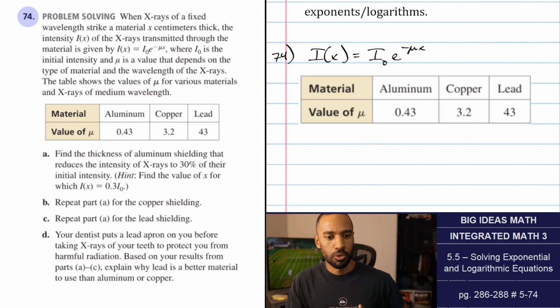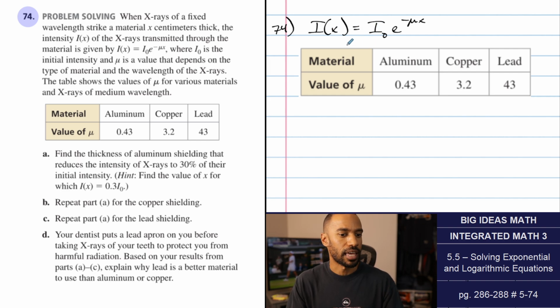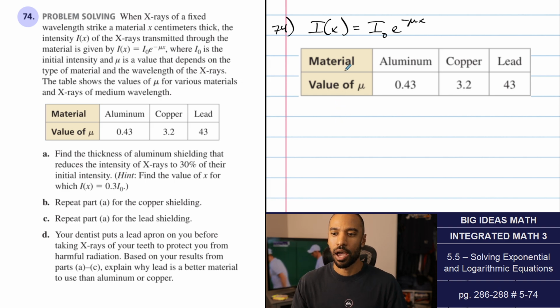Find the thickness of aluminum shielding that reduces the intensity of x-rays to 30% of their initial intensity. Hint: find the value for which I of x equals 0.3 times I naught. I figured you would have divided I sub x by I naught and gotten 0.3. Oh yeah, that is what you're doing. That's what that shows. Yeah, I would have done the same thing.